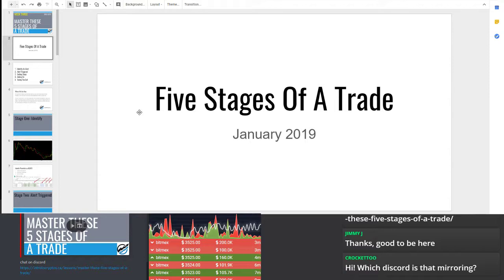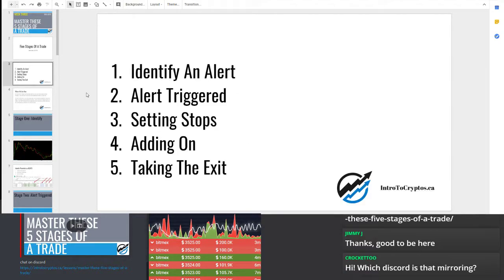So, mastering the 5 stages of a trade, January 2019. The 5 stages are: identify an alert. Then the second stage is when the alert is triggered. The third stage is when we are setting stops. The fourth stage is when do we add on to the trade. And the fifth stage of the trade is taking the exit or taking profits.